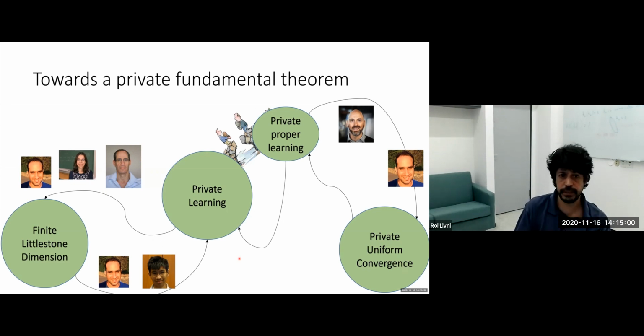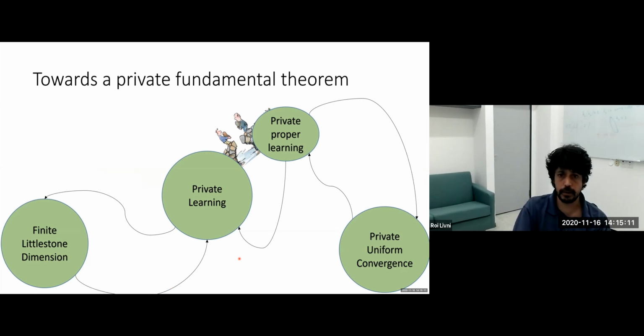Okay, so these are the three results that I want to talk about in this lecture, and I'll give just a roadmap. So now I'm going to go over these results. First we'll discuss why private learning implies finite Littlestone dimension, and then the second result is why finite Littlestone dimension implies private learning, and finally I'll also talk about this notion of private uniform convergence and its implications.